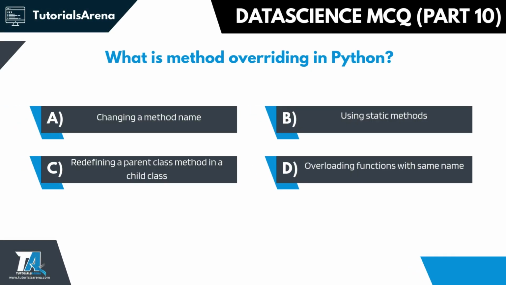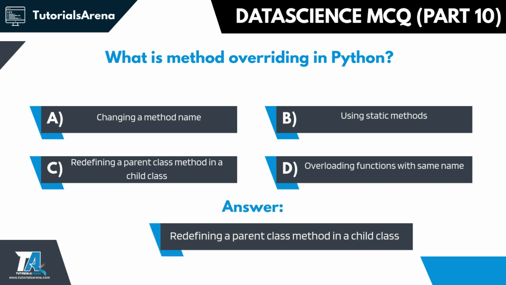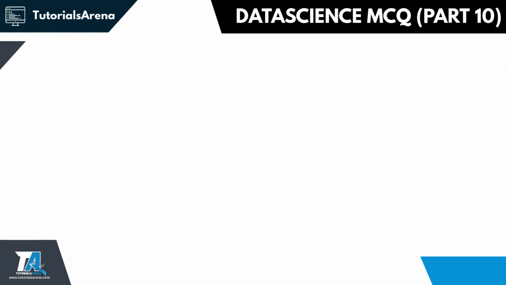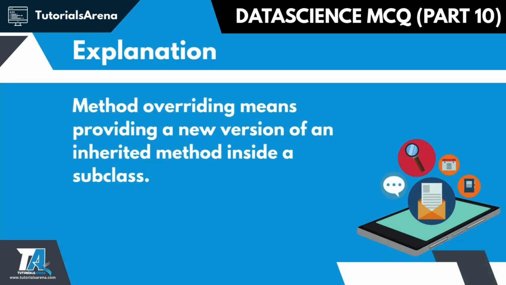What is method overriding in Python? The correct option is option C, redefining a parent class method in a child class. Method overriding means providing a new version of an inherited method inside a subclass.